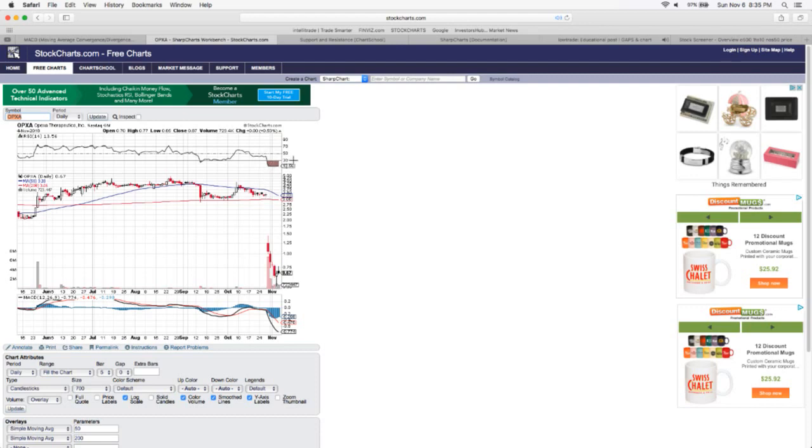RSI, see the big drop, huge decline. Breakthrough 30, extremely oversold. But I do like this OPXA. RSI is way down at 13, extremely, extremely oversold. Can the price go lower? Sure, it can go lower. I've seen RSIs, I think, at 7.